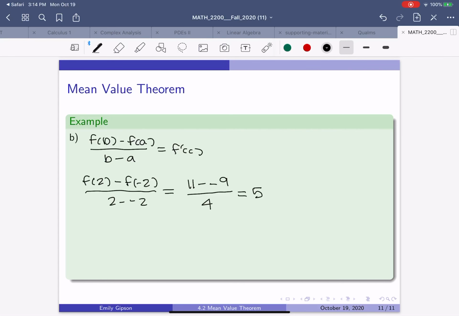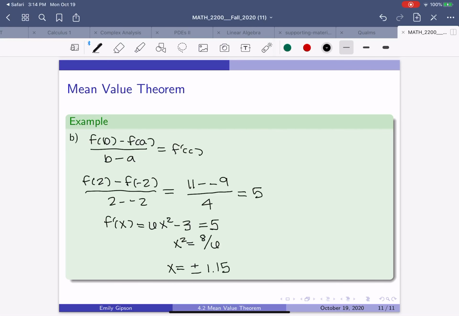So the first thing we're going to do is differentiate. So f prime of x equals 6x squared minus 3. And our next step, which is different from what we did using Rolle's theorem, is setting this equal to 5 and then solving for x. So x squared is equal to 8 over 6. I just did some quick maths. So x equals plus or minus 1.15.